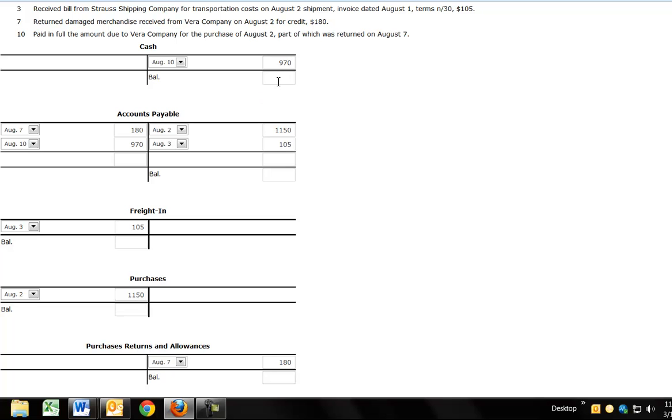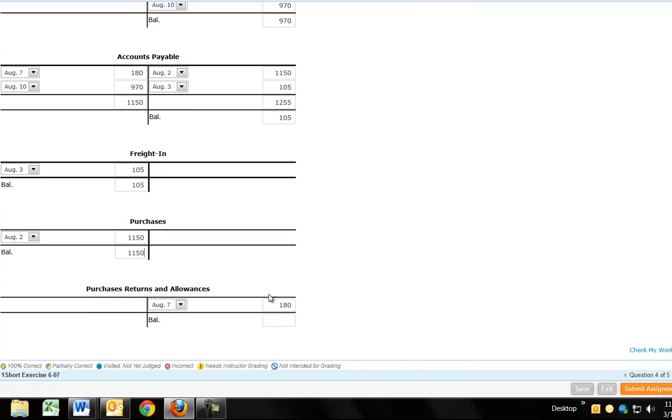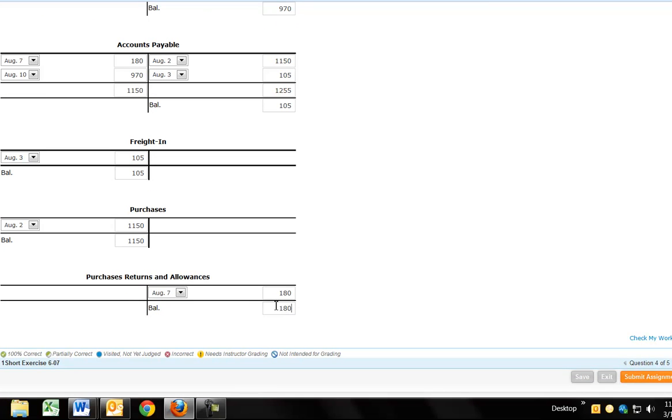Then we will go through and foot and balance our accounts. So for accounts payable, our footing is $1,150 on the debit side, and the credit side has a footing of $1,255. So when I find the difference and put the difference on the larger side, I have a difference of $105, and that represents our freight in that has not yet been paid. It's still sitting in our accounts payable. Our balance in freight in is $105. The balance of our purchases is $1,150, and the balance of our returns and allowances is $180.